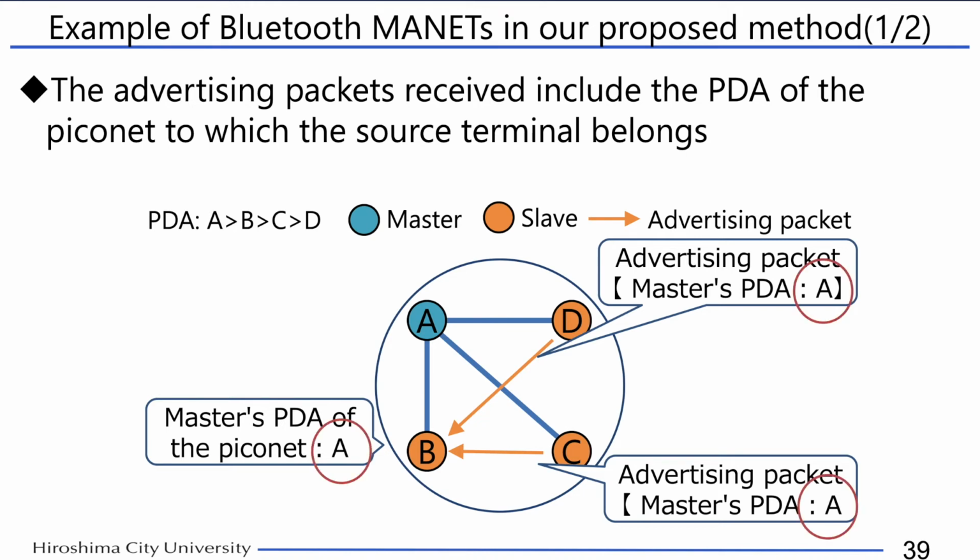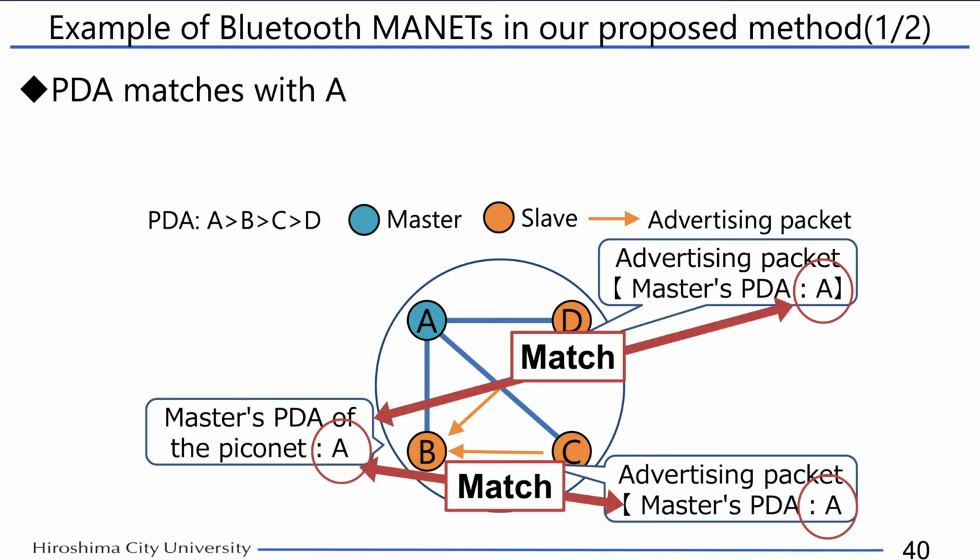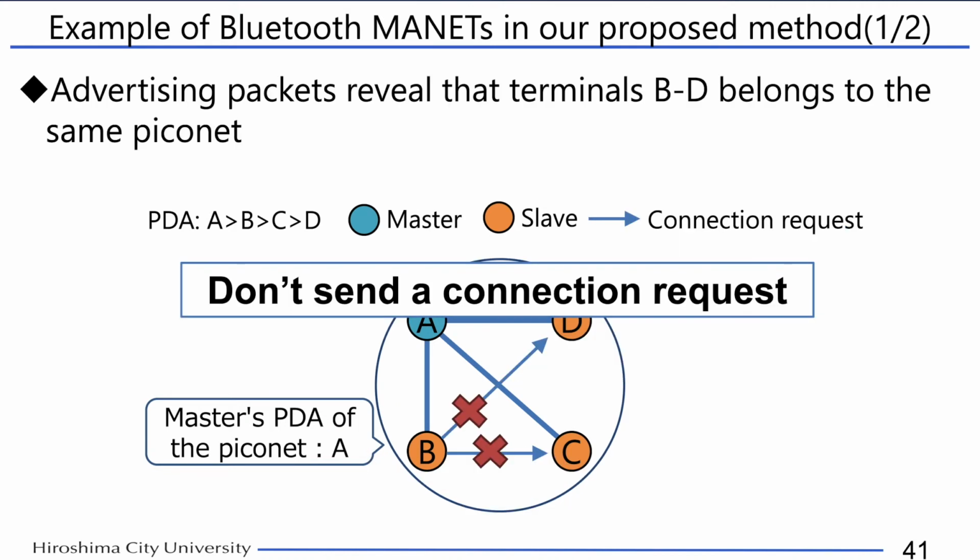The information in this advertising packet indicates that terminal A is the master of the piconet to which terminals C and D belong. It turns out that the master of the piconet to which terminal B belongs is the same as the master of the piconet to which terminals C and D belong. Terminal B does not send a connection request because the advertising packet reveals that terminals B to D belong to the same piconet.